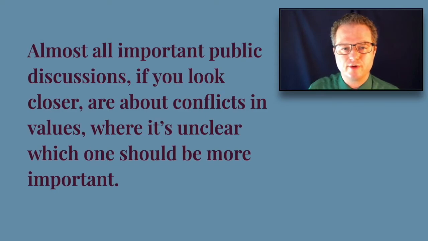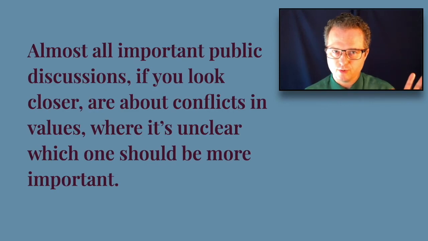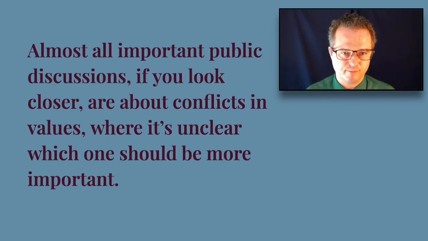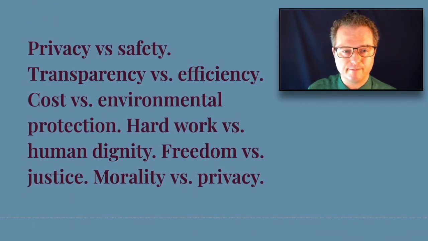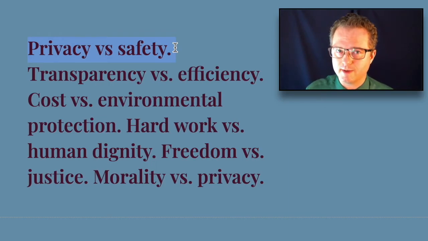In almost every important public discussion, you find conflicts between these kinds of values, where some people are saying this one should be more important, some people say this one should be more important. And once you can identify the values behind a political party's policy, it's easier to understand their thinking, and it's also easier to reply to them. Things like privacy versus safety, right? That's the real value conflict behind things like the real name internet or putting CCTVs all around the city.